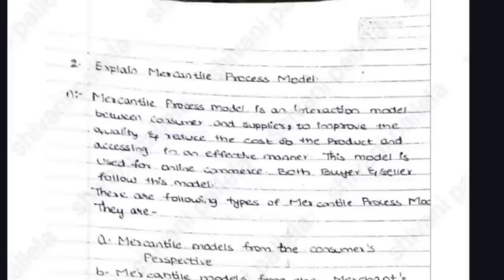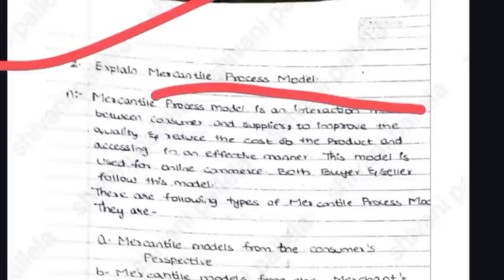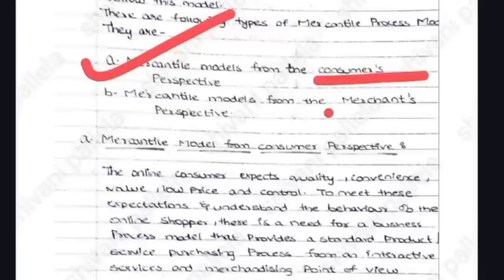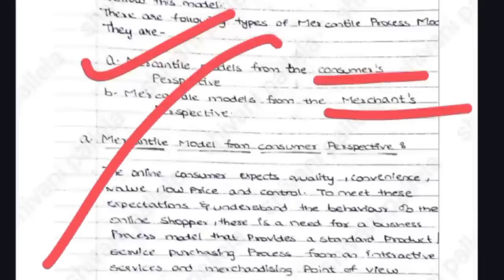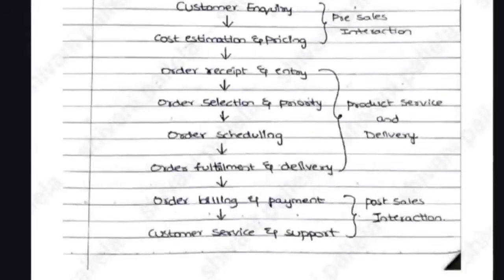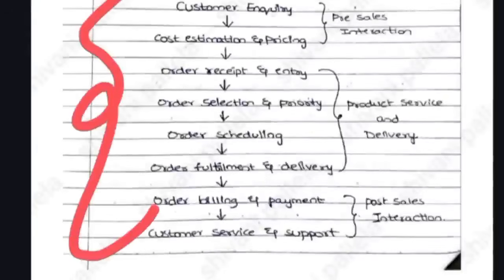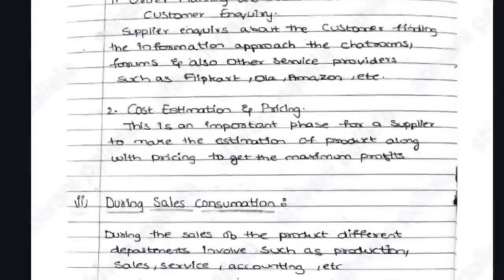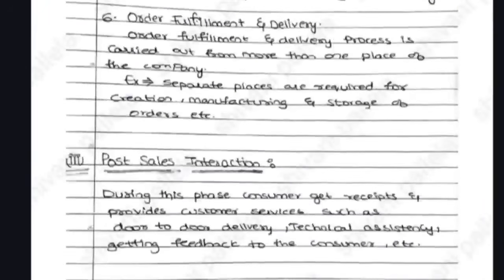The second important question from the third lesson is the mercantile process model. What is meant by the mercantile process model? Interaction between the consumer and supplier to improve the quality and reduce the cost of the product is known as the mercantile process model. It has a consumer perspective and a merchant perspective. These are the 7 points you will have in your consumer perspective, and these are the 7 points you will have in your merchant perspective. After getting that, we discuss each and every point. That's it. So this is the third unit.